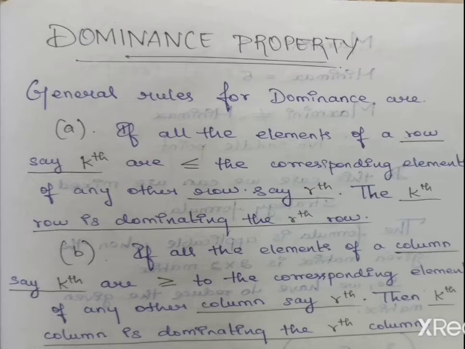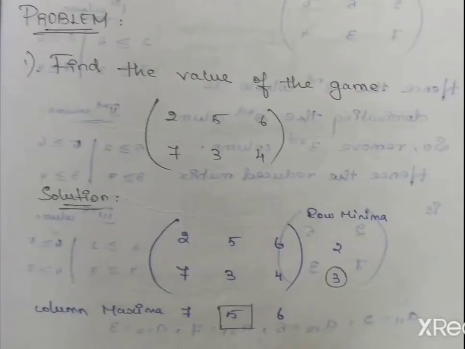So the problem is, find the value of the game. The question is the same as before. You have to go by row minimum and column maximum, the maximum of row minimum and the minimum of column maximum, everything. If these are not equal, we have to come to the dominance property because this is a 2 by 3 matrix. So find the value of the game. The matrix is 2, 5, 6, 7, 3, 4. Now we have to move to the solution.